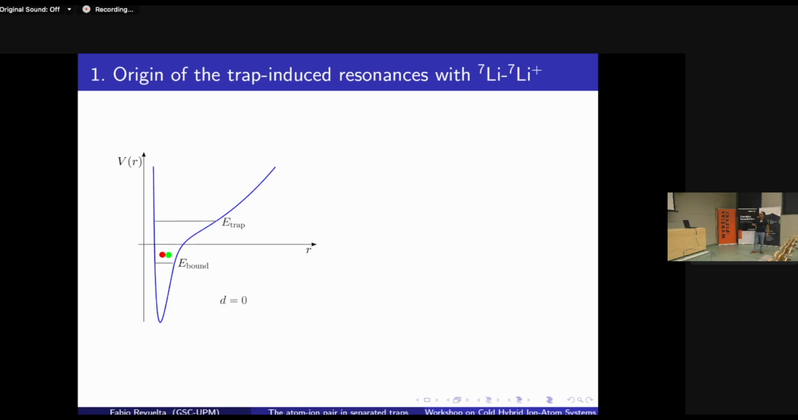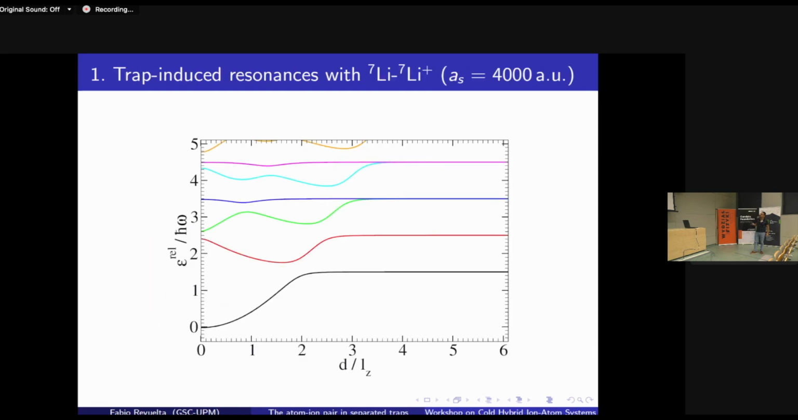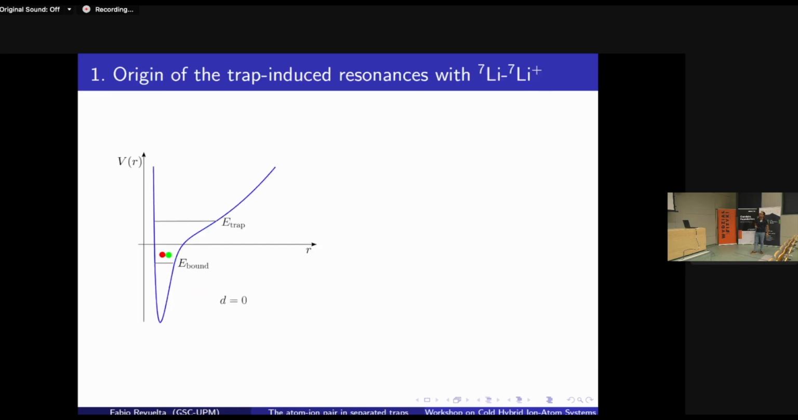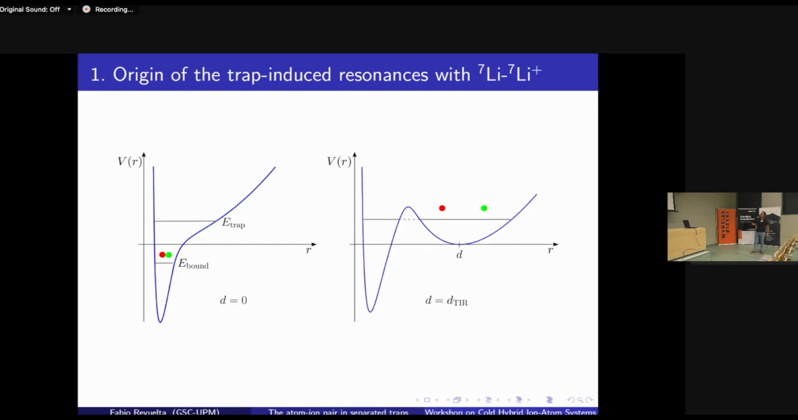And before moving to the next situation, the question is, why do these avoided crossings appear? They are produced due to trap-induced resonances, right? So what is happening here is that when the two traps overlap, they are not separated. We have this kind of effective potential for the relative motion, one that Peter showed before.